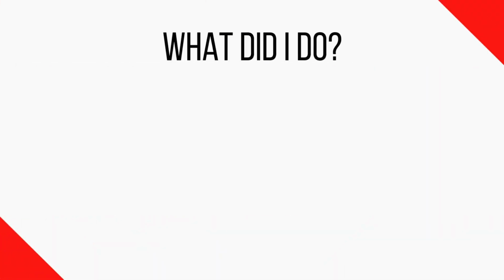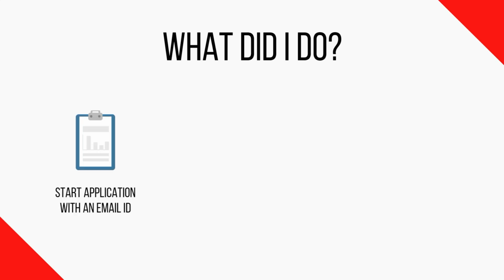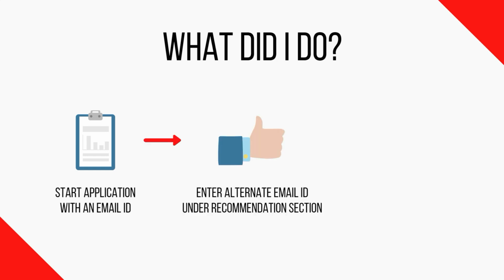All right, so what exactly did I do? I need you to understand this first. The first thing I did was start an application with an email ID. I have 3 email IDs: one is my primary one and the other 2 are alternates. So I started an application with the second email ID, entered that application, and when it came down to the recommendation section, I gave my 3rd email ID.